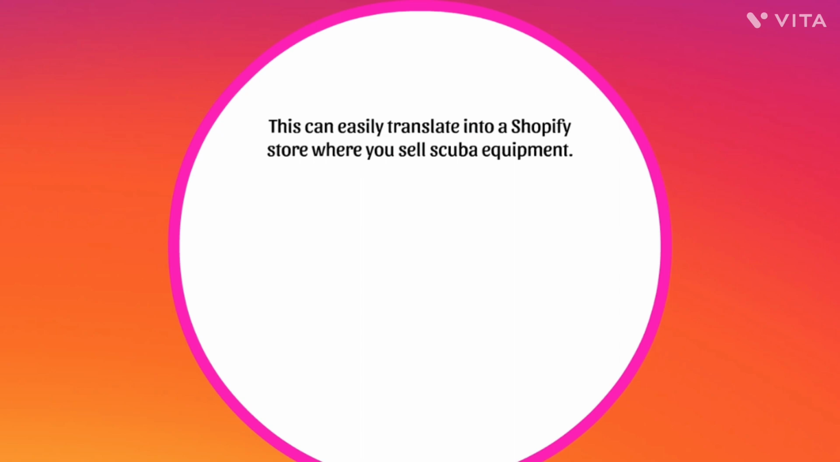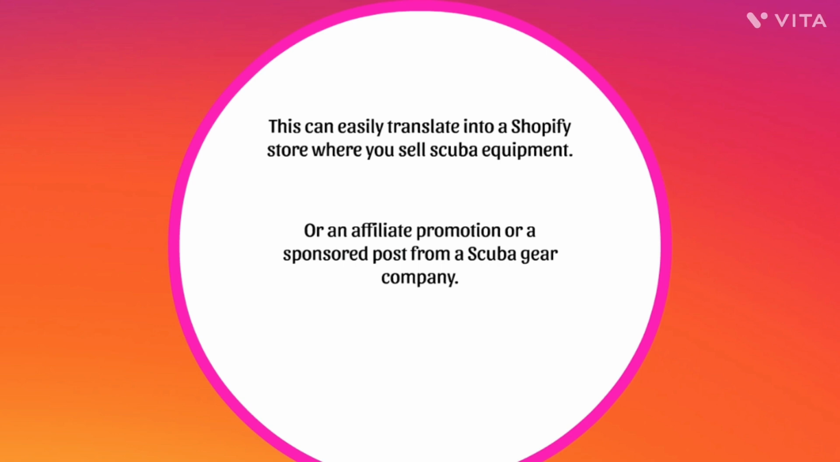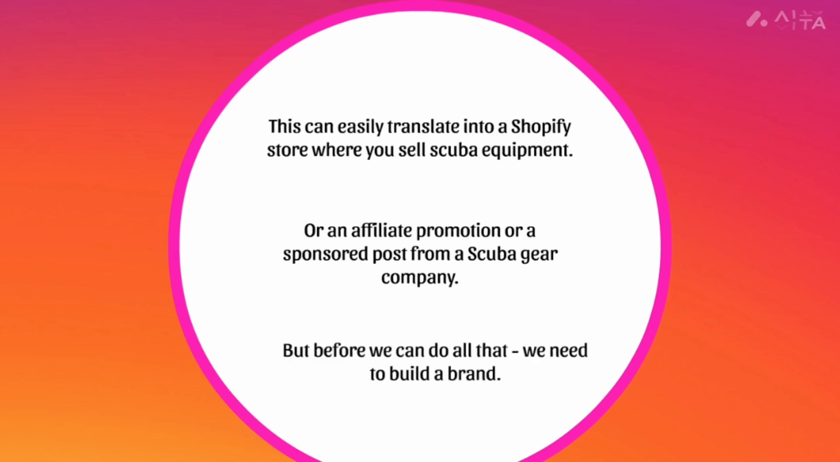You get to sell indirectly, because at the end of the day, people are going to want what you have. They feel, okay, if I have the same tools or equipment that you have as a scuba diver, or as whatever you're doing as a lifestyle brand, they're more likely to buy it, right? So it can be a Shopify store, an affiliate promotion, or a sponsored post from a scuba gear company, which we'll talk more about later down the road. But before you can do all that, you need to have a brand. You need to have the ability to create a lifestyle, right?